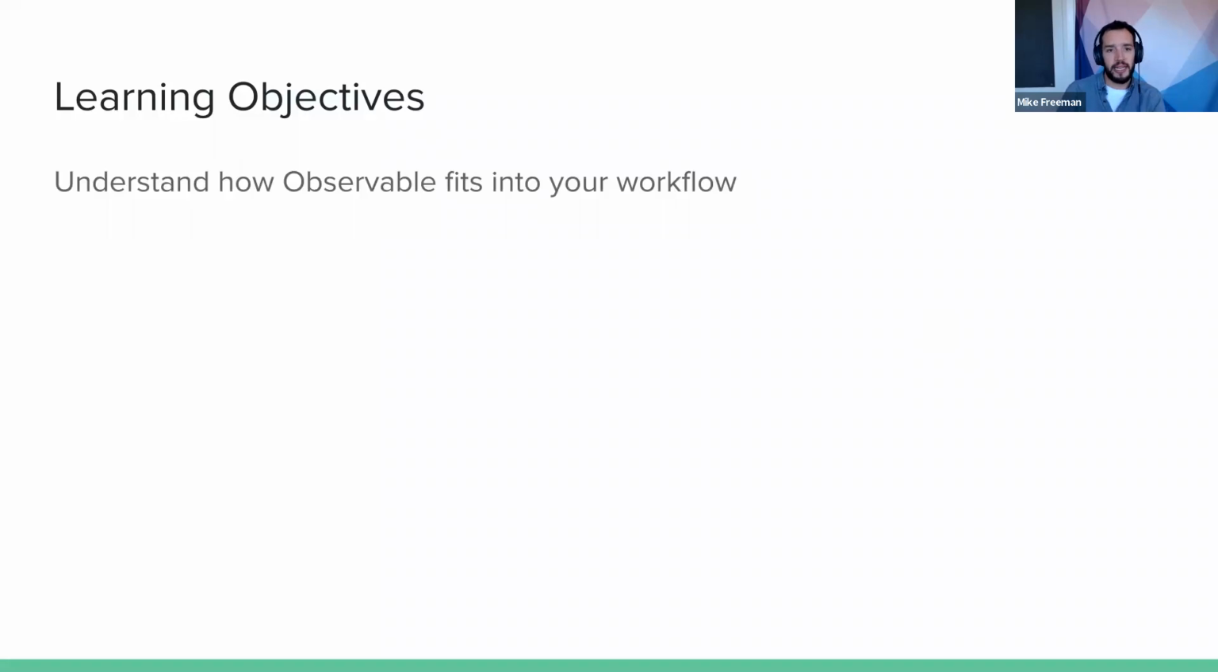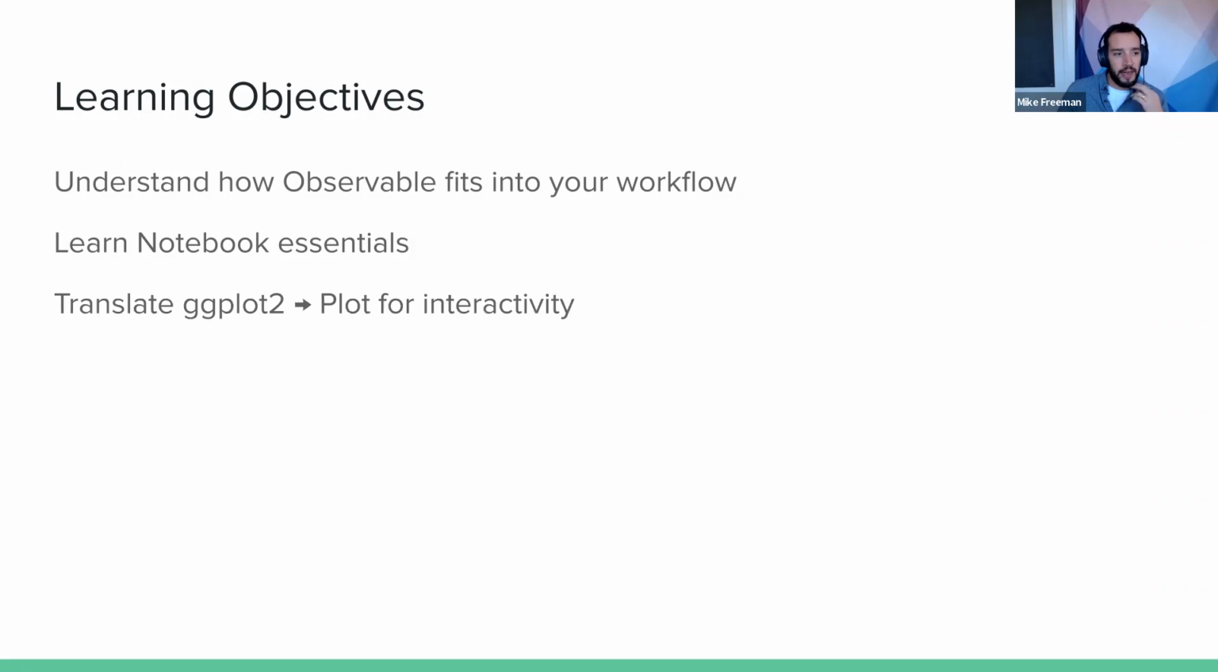So what do we hope you all take away in the next 3 hours? First is understanding how Observable fits into your existing workflow, so that you can use the tool alongside the analysis that you're used to. And after this overview, we're mostly going to be actively working together in what are called Observable notebooks. In order to do that, we'll cover some essentials. And then Allison, I think you're going to do the next pieces. What are those steps you'll be walking us through?